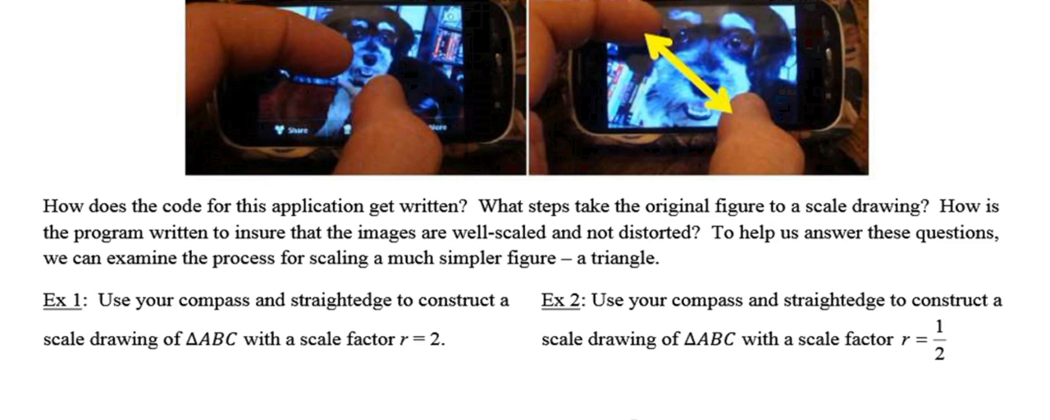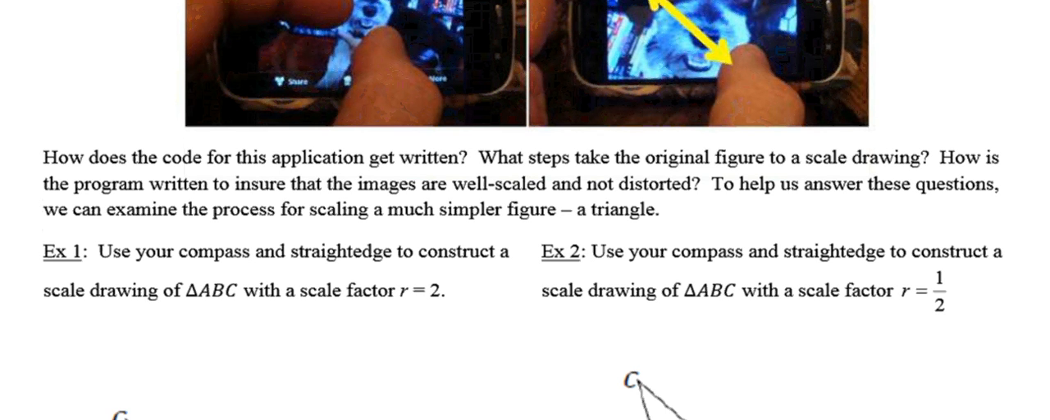But my question for you is, how does the code for this app get written? What steps do we have to take in order to scale the drawing? And how do we write the program to make sure that the new image is well scaled and not distorted? So in order to take a look at this, we're going to examine the same process, but on a much simpler figure, our friend the triangle.